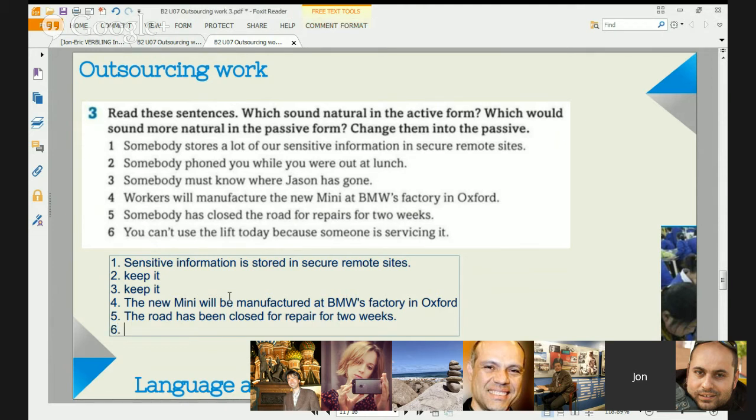You can't use the lift today because someone is servicing it. Now, you've got two parts to the sentence here. You've got the part before because and the part after because. So you've got four ways to change this. All active, all passive, or passive active, or active passive. You've got four options here. Which do you think is best?